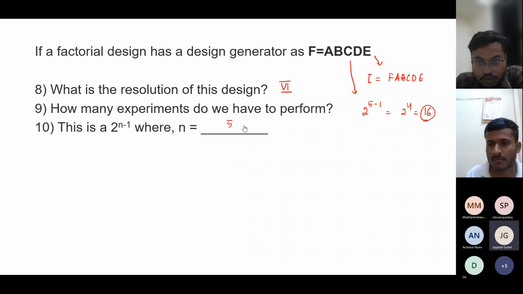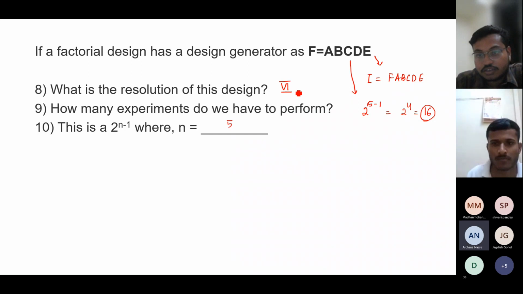Actually, Arpit, as per my current understanding, this n is equal to 6, and this is a 2 raised to n minus 1 design. This is 2 raised to 6 minus 1, 2 raised to 5 design. Yeah, it should be like that. n is equal to 6, so this will be 32, not 16. So in total we have six factors and one we are assigning, so it's 6 minus 1.